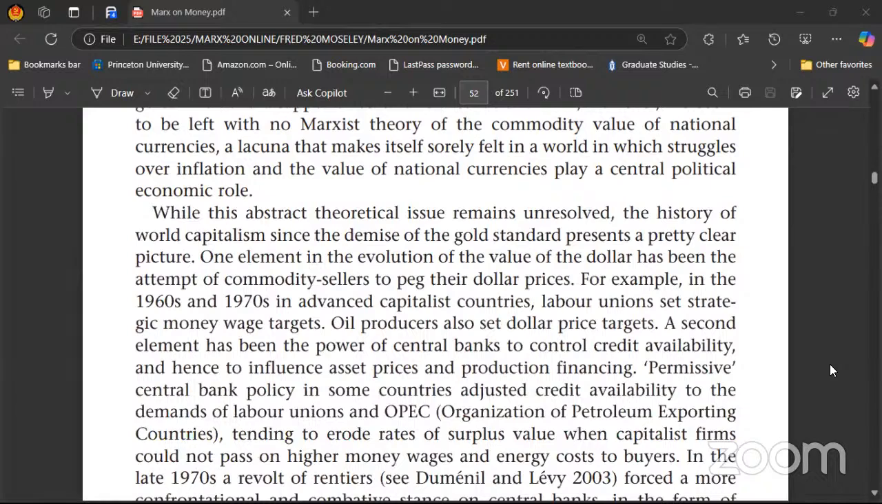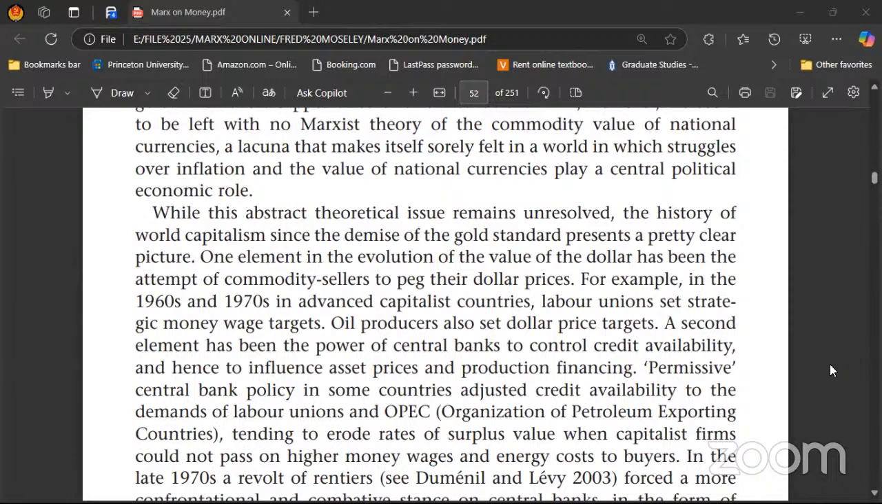While this abstract theoretical issue remains unresolved, the history of world capitalism since the demise of the gold standard presents a pretty clear picture. One element in the evolution of the value of the dollar has been the attempt of commodity sellers to peg their dollar prices. For example, in the 1960s and 70s, in advanced capitalist countries, labor unions set strategic money wage targets. Oil producers also set dollar price targets.